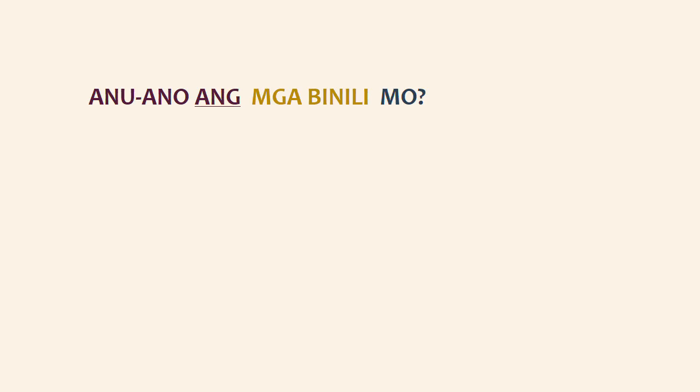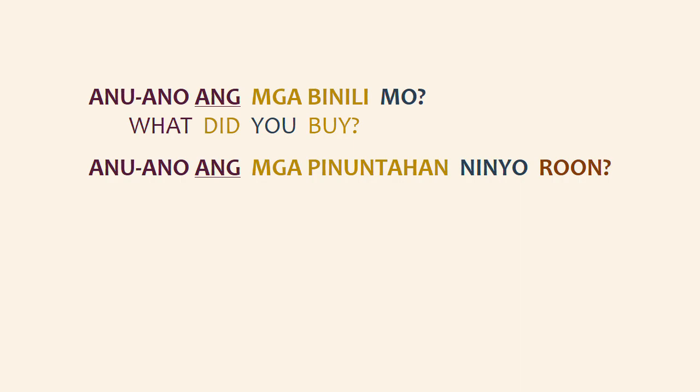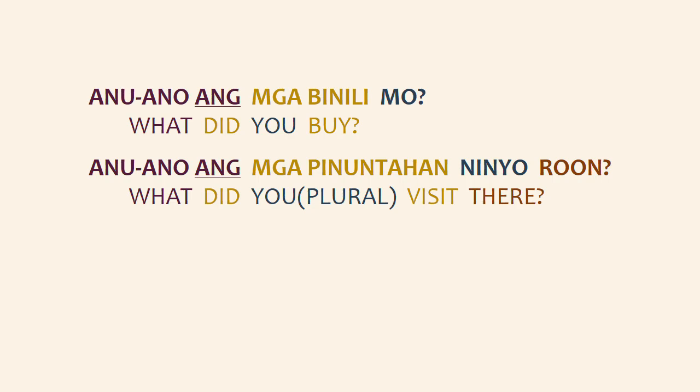For next examples, how about we use ano-ano? Ano-ano ang mga binili mo? What did you buy? This one, you can say if you know that the person you are talking to bought several things or more than one thing. That's why you use ano-ano. Ano-ano ang mga pinuntahan ninyo roon? What did you visit there? Again, you're not just asking about one place they visited, but you are asking about places, more than one.